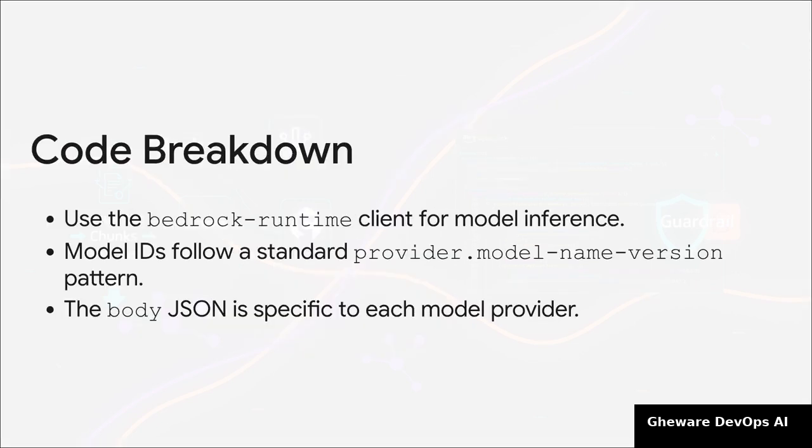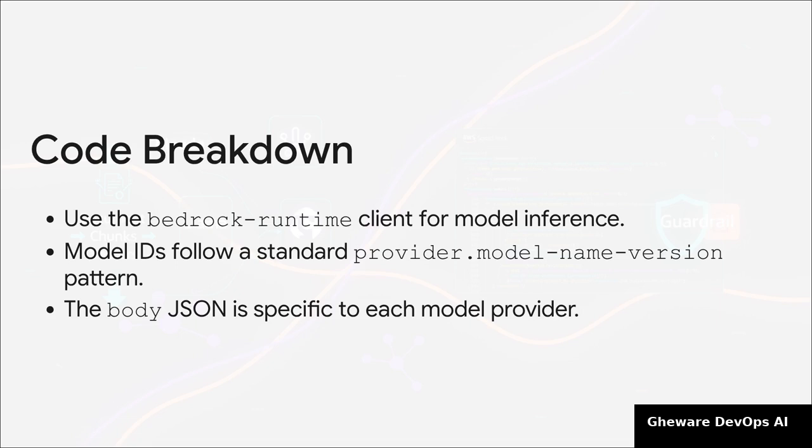First, and this is important, make sure you're using the Bedrock Runtime client. The regular Bedrock client is for managing things, but Runtime is for inference. That's the one for actually using the models. Second, look at the model ID. It always follows this pattern: provider, then model name, then version. It's predictable. And third, the body.